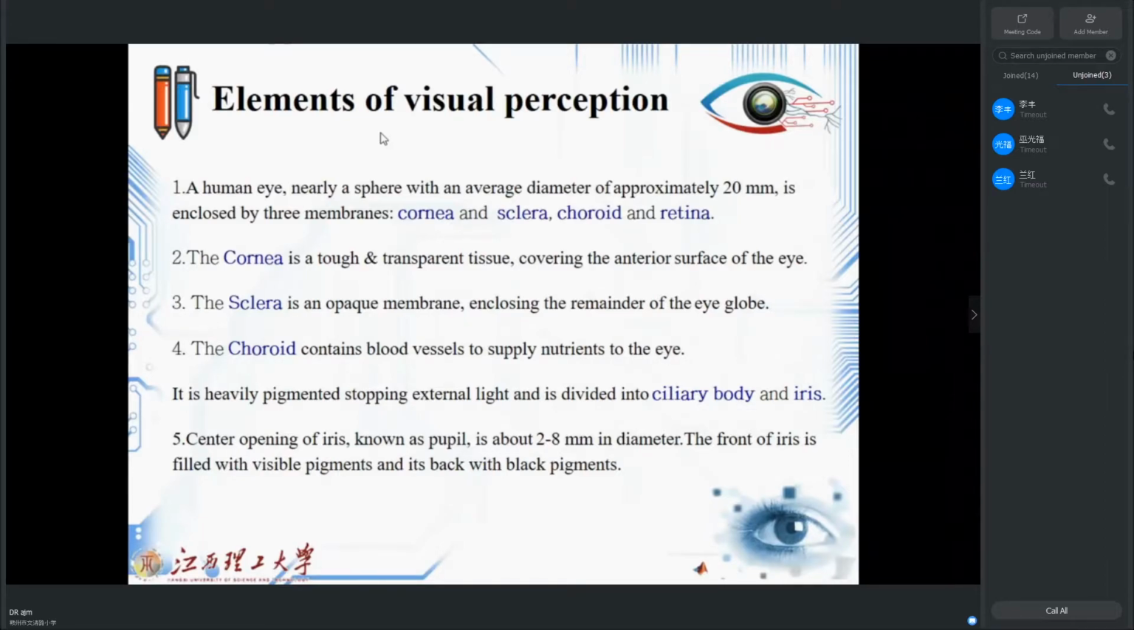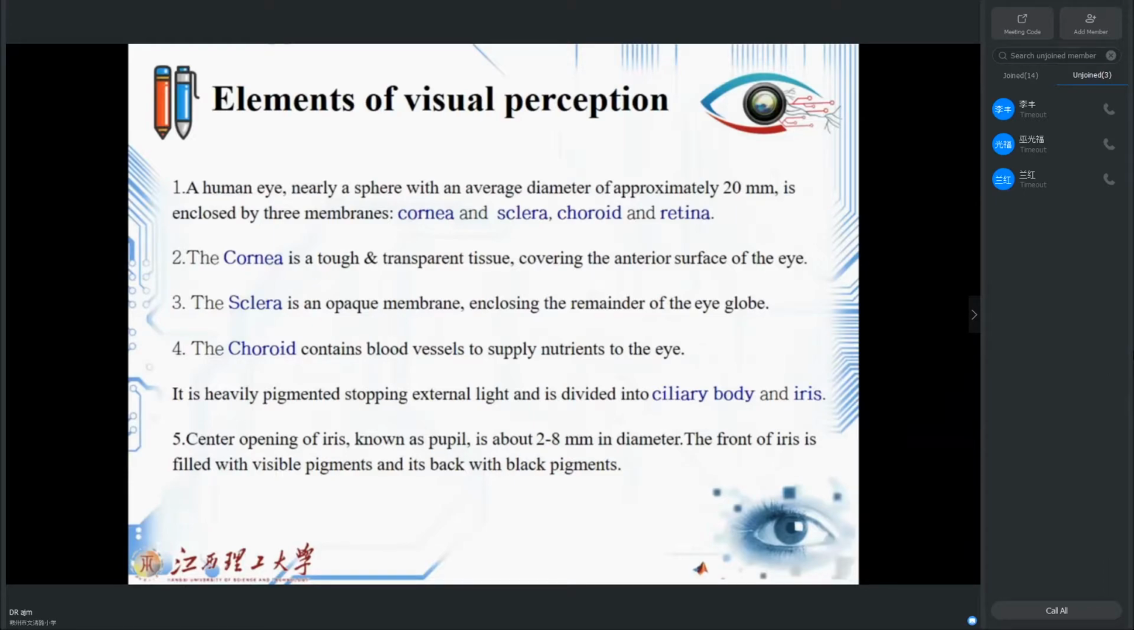We can see the human eye is a sphere with an average diameter of 20 millimeters. Now, after that brief introduction, I will give you more idea regarding the size of the eyes, which will show you how nice this part of our body is, and it will become clearer what we have in our body. It's enclosed by three membranes: the cornea, the sclera, and the choroid, and the retina.